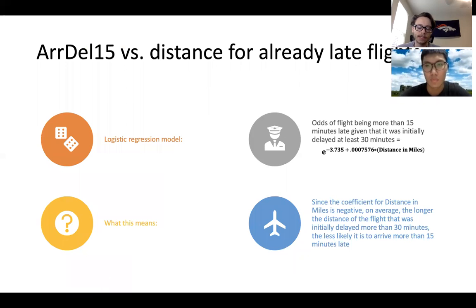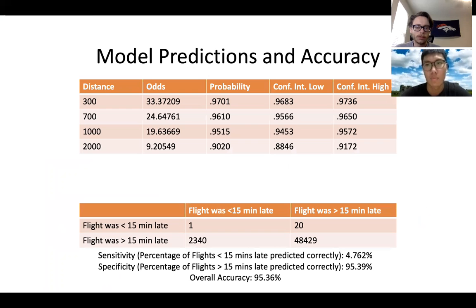Since that coefficient is negative, on average, if a flight is already delayed more than 30 minutes, the greater the distance of the flight, the less likely it is to arrive more than 15 minutes late. Here are some odds and the probabilities that go along with them for 4 distances, 300 through 2,000 miles.